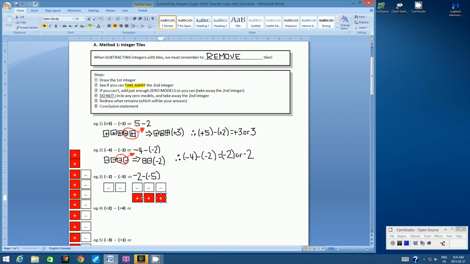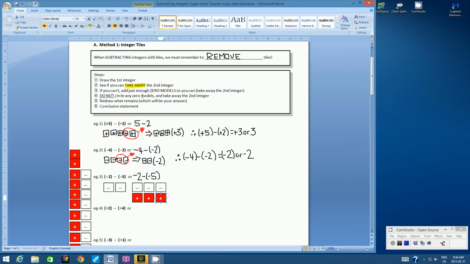Now if you look at this diagram, we can see that the first integer is unchanged. This diagram still represents -2 because we have 3 zero models. Okay? All right, so this is the part where I told you that the thinking is completely different. The strategy is completely different from what we've ever done before. So now, let's go to number 4.